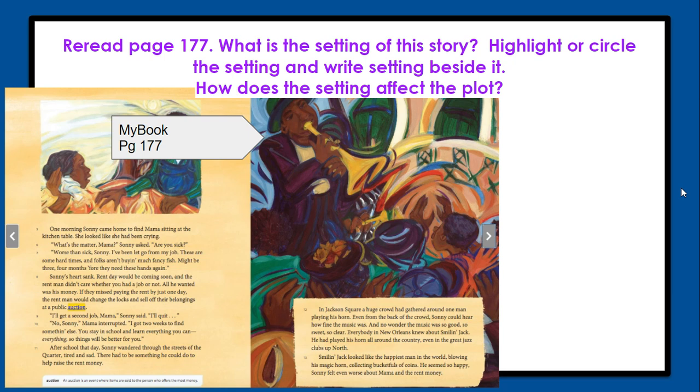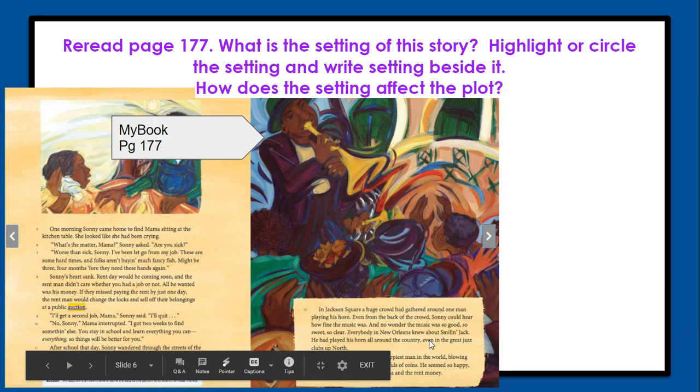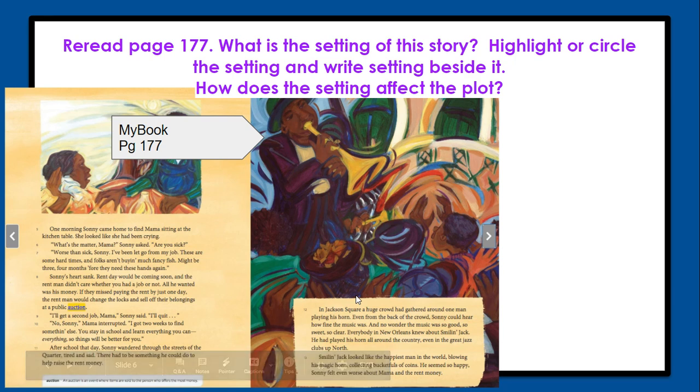So the first question says, what is the setting of the story? Well, it says right here that the setting of the story is New Orleans. Okay, that's in Louisiana. So you should have circled or highlighted New Orleans. But it also says at this point of the story, they are in Jackson Square. So Jackson Square is part of the town. Think about maybe downtown Morehead City where there are some fish statues or some things going on where people could perform music outside in the park. That's what Jackson Square is like. So the setting is in New Orleans, the city of New Orleans, and right now they're in Jackson Square.